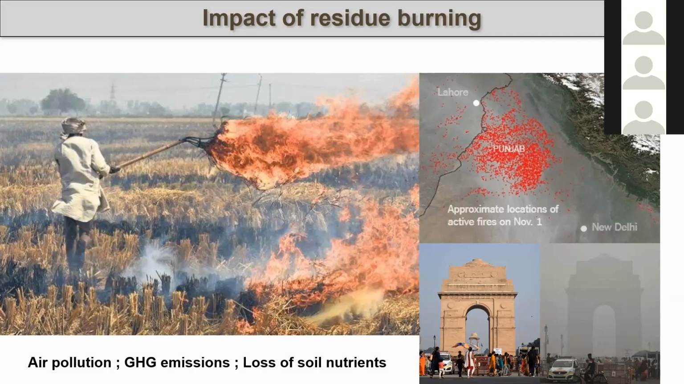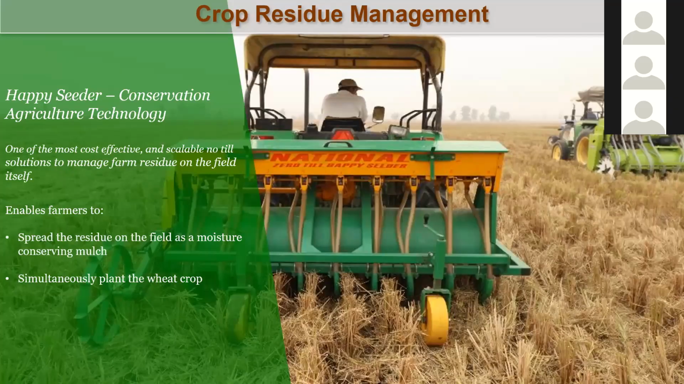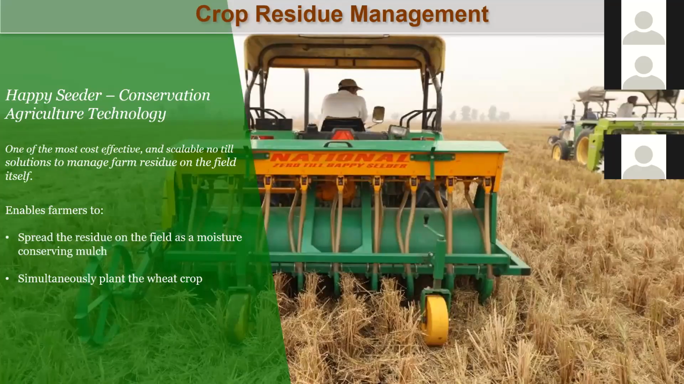You can see on the right side the NASA map, where the red spots are the active fire events during that time. So what we have done, we have zeroed down to one conservation agriculture technology, which is known as Happy Seeder, which can be one of the most cost effective and scalable, no-till solutions.